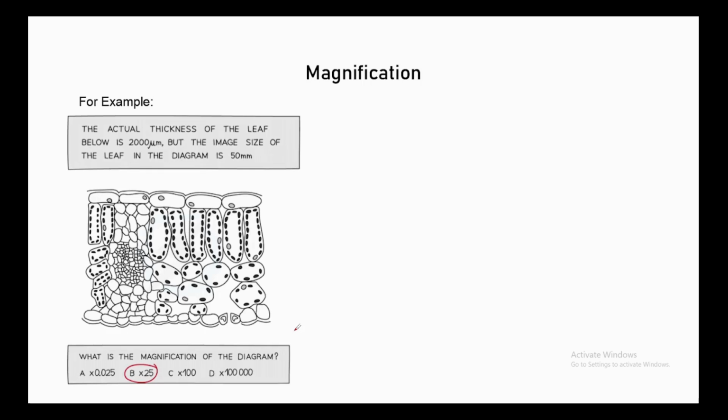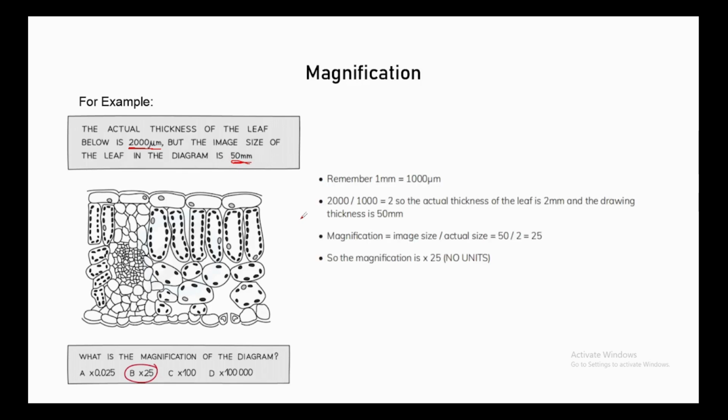Magnification. Here is an example so that you can understand clearly how to do this question. The actual thickness of the leaf below is 2000 micrometers, but the image size of the leaf in the diagram is 50 millimeters. First of all, we have to convert these into one unit. Here we will convert into millimeters. You can also convert the 50 millimeters into micrometers. Remember, 1 millimeter is equal to 1000 micrometers. So the actual thickness will be converted into millimeters by 2000 divided by 1000. It's 2 millimeters. So the actual thickness of the leaf is 2 millimeters and the drawing thickness is 50 millimeters.